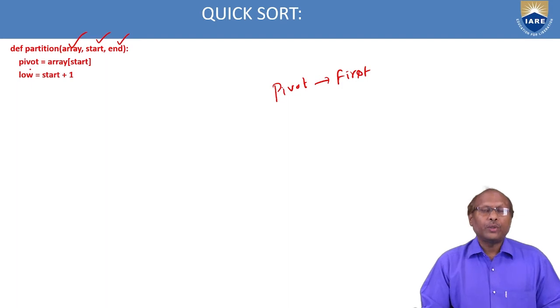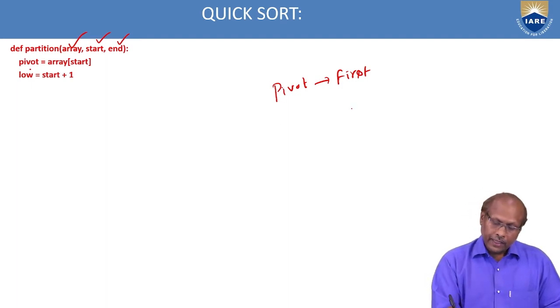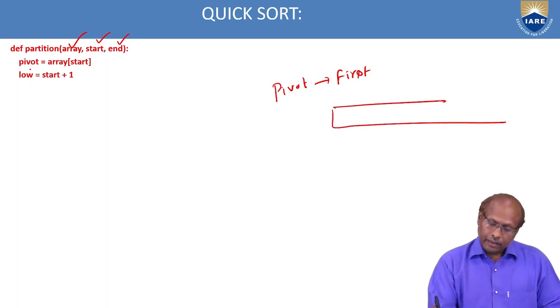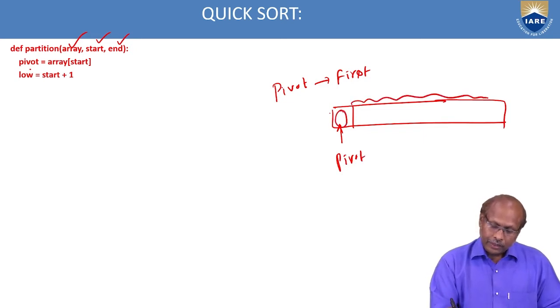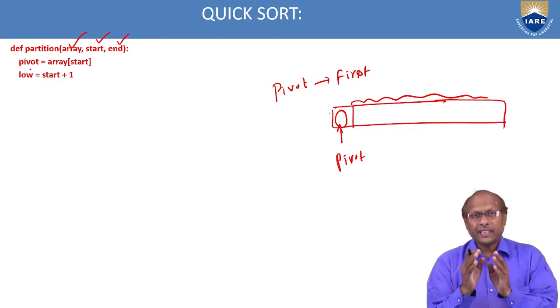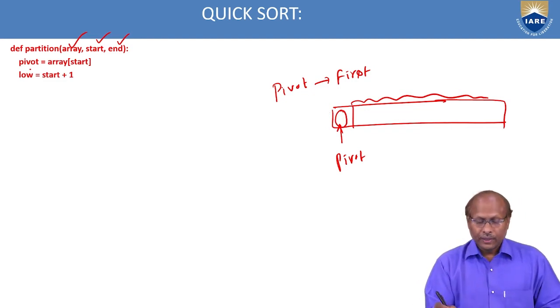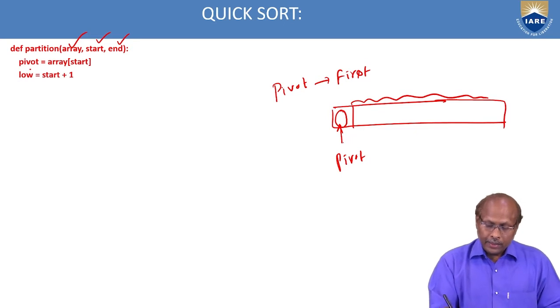When you have chosen this element as a pivot, now from the next element onwards you have to start. So this element is your index. That means based on this one you have to divide into two parts. So this is my start. So low is start plus 1. That means it comes here. Low starts from this place.